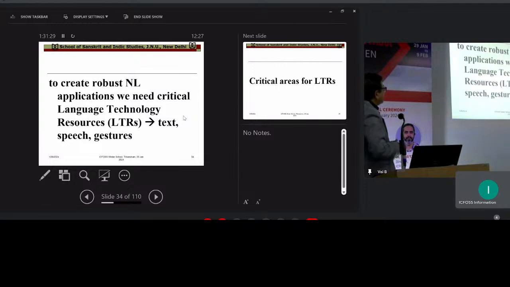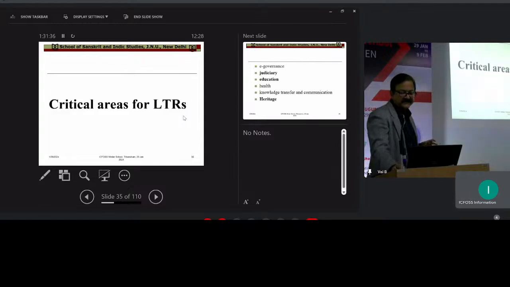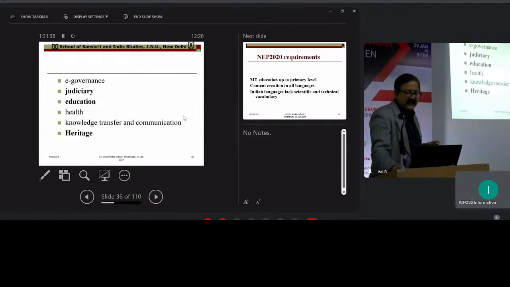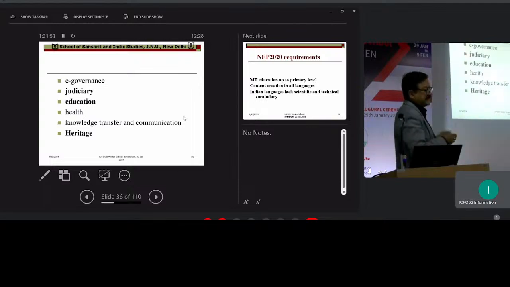Now, to create robust ML applications, we need critical language technology data for text, speech, and gestures. How do we create that? We have to basically create it in key areas first: e-governance, judicial, education, health, knowledge transfer. There are so many areas where we can apply language technology, but I would say these are our priority areas.